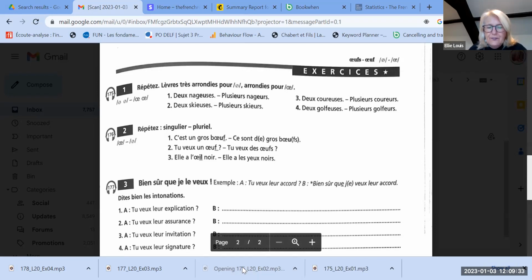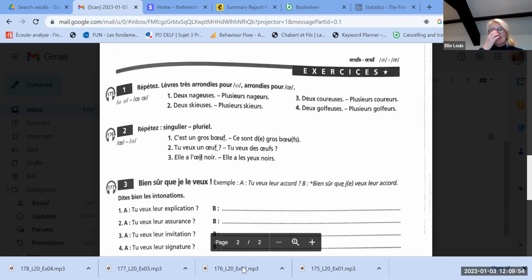Exercice 2. 1. C'est un gros bœuf. Ce sont de gros bœufs. 2. Tu veux un œuf? Tu veux des œufs?